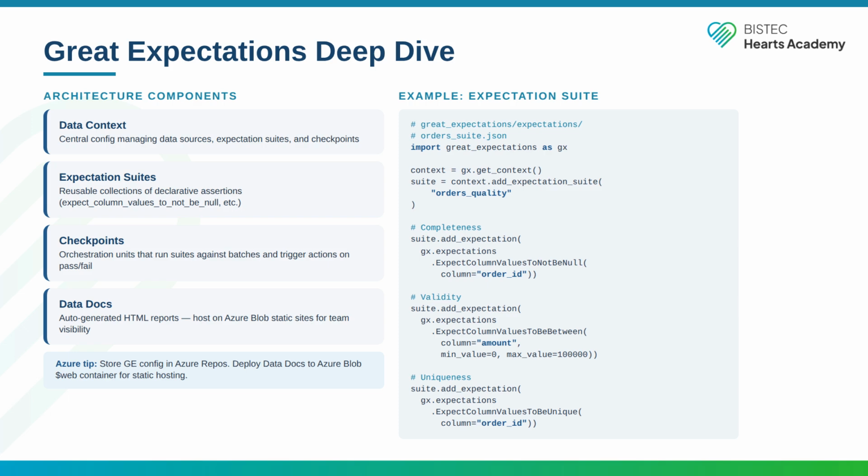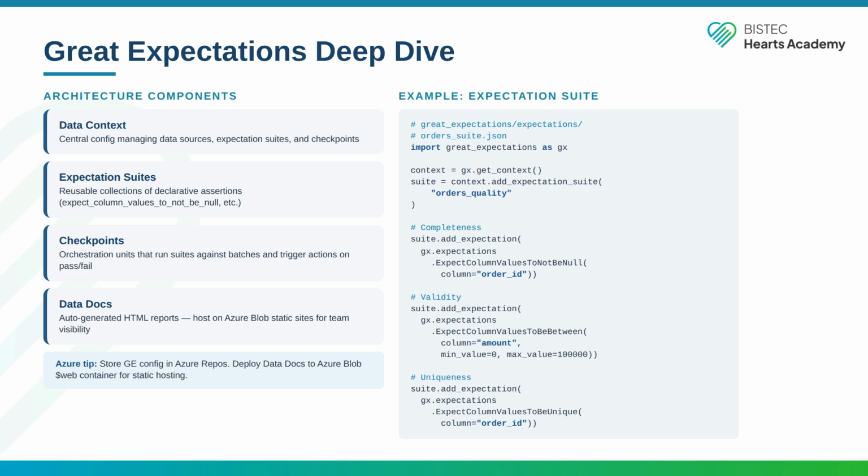Checkpoints are the orchestration units. They run one or more suites against data batches and trigger actions on pass or fail. Send a notification, fail a pipeline, generate a report. Data docs are auto-generated HTML reports showing validation results. They're clear, shareable, and perfect for non-technical stakeholders. Host them on an Azure Blob static site for team visibility.